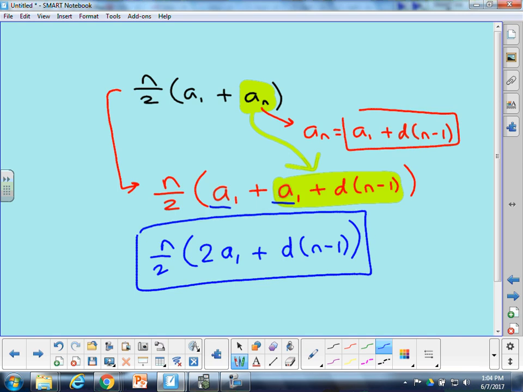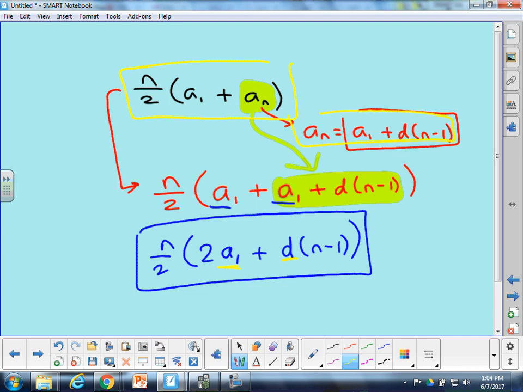If you don't know that last term, you don't need it. Okay, the only things we need are the first term and the common difference. So it's kind of nice, just an alternate version, and that formula may or may not be provided. You will definitely be given this one and this one to use. So you can always combine the two to get the new one.